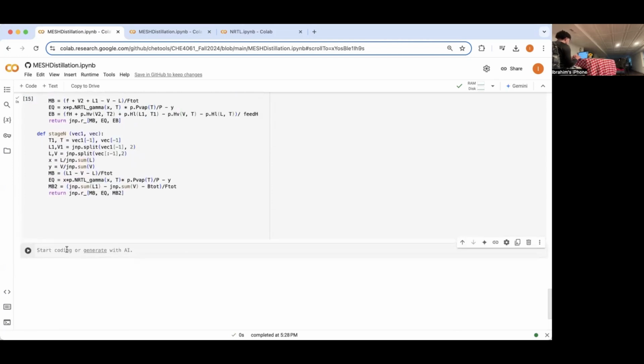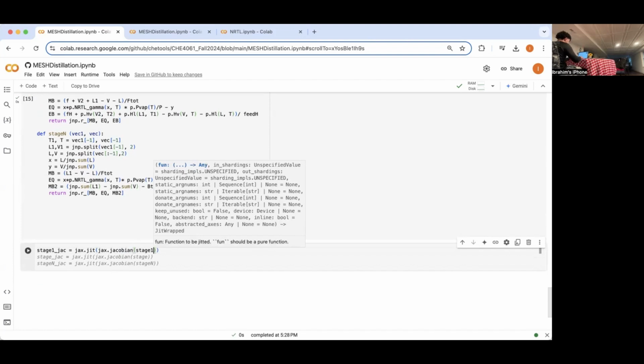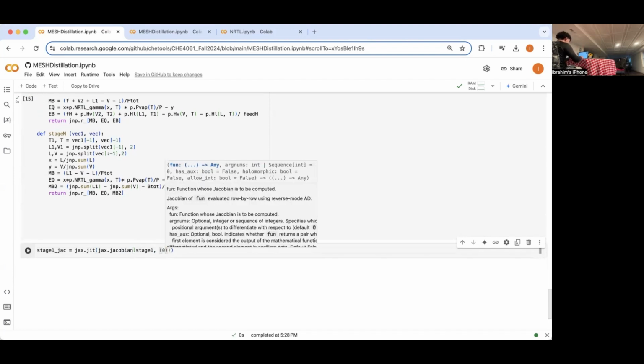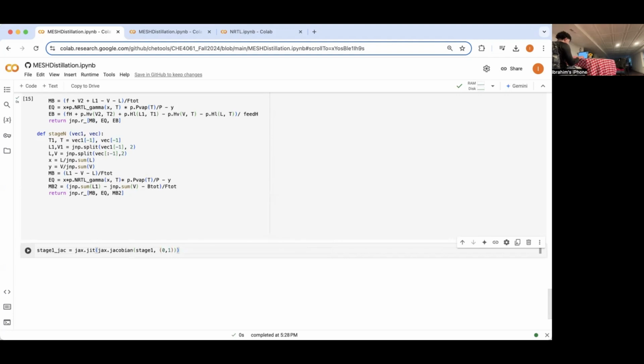Now we're going to initialize our stage functions essentially as a function of our Jacobian. We're going to be using our jax, which we initialized earlier on in our code when we imported our libraries. It's going to be for three different stages. So stage1_jack can be equal to jax.jit(jax.jacobian(stage1), then argnums 0 and 1. Let's copy and paste this three times, as we're looking at three of them. This will just help speed up the process.